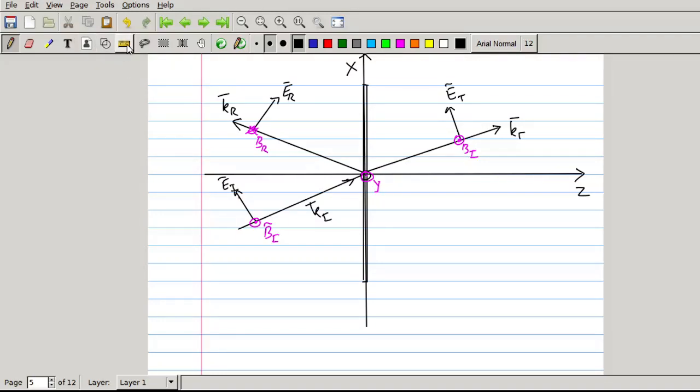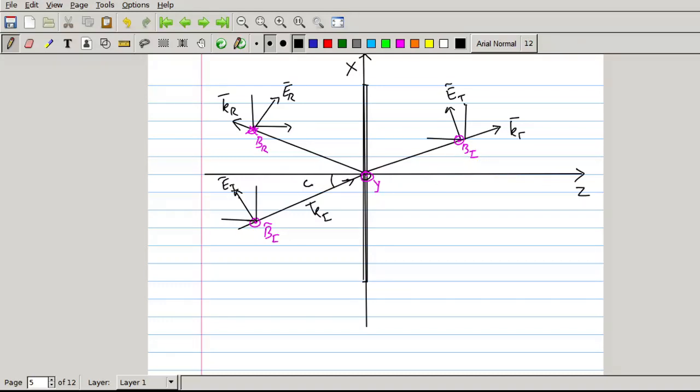Now I will draw the components of the electric field. This one will be parallel to the x direction, parallel to the interface. Also this component will be a component of the electric field parallel to the interface. This component will be a component of the electric field parallel to the interface, and this component will be a component of the electric field perpendicular to the interface. Here if I resolve this, then I will be having a component along this direction, and a component along this direction. So I am resolving this into different components.